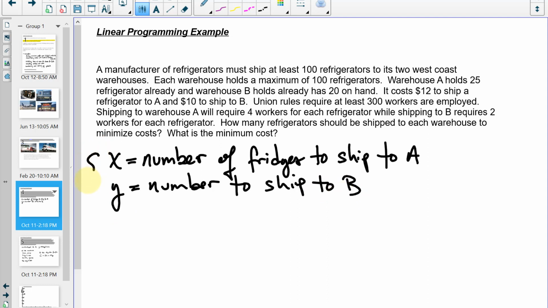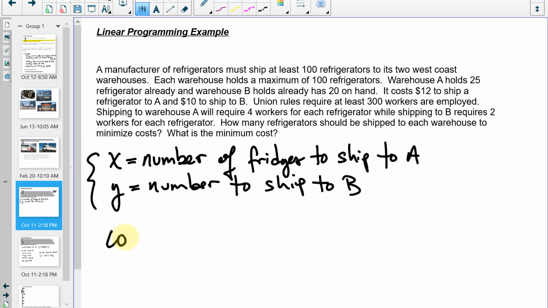So we want to start off with identifying variables in any of these linear programming questions, whether you're going to do it with the simplex method, use a calculator or computer, or whether you're going to do this completely by hand to graph it, you still have to identify the variables.